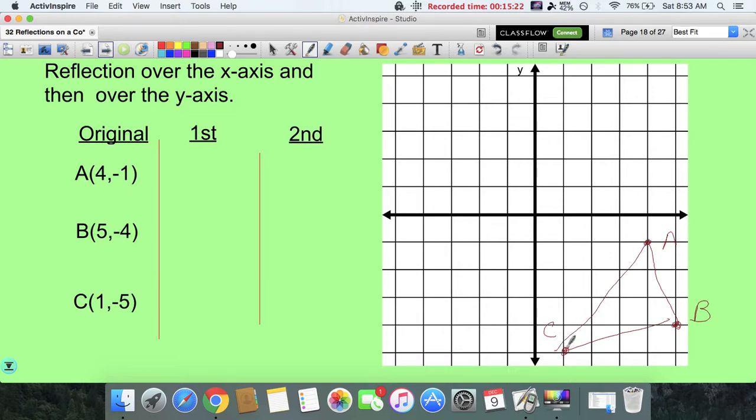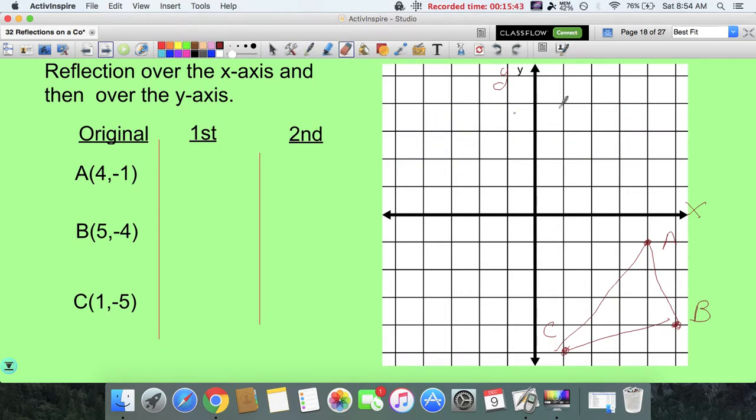Quadrant 4, sorry. And reflect it over the x-axis. So here's my x-axis, and we're going to go from here to here first. And then from here, we're going to go to here. So we're going to flip over the x-axis. And then from the x-axis, we're going to flip that over the y-axis. Double reflection. Okay.